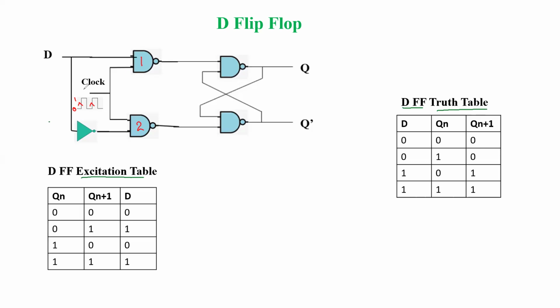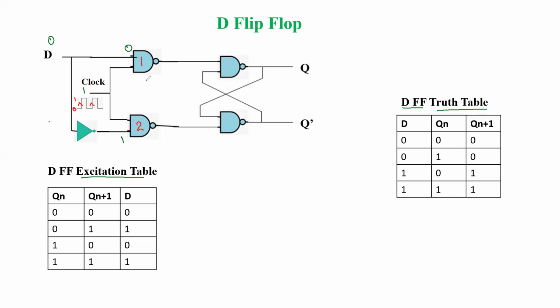Since we are considering positive edge trigger, when the clock changes from 0 to 1, that time the clock pulse value will be 1. It is a transition, suddenly changing from low to high. So high we consider as 1. Initially, we give D as 0. So that 0 will be available as one of the inputs to NAND gate 1. And for NAND gate 2, the input will be 1, due to the complement of D.